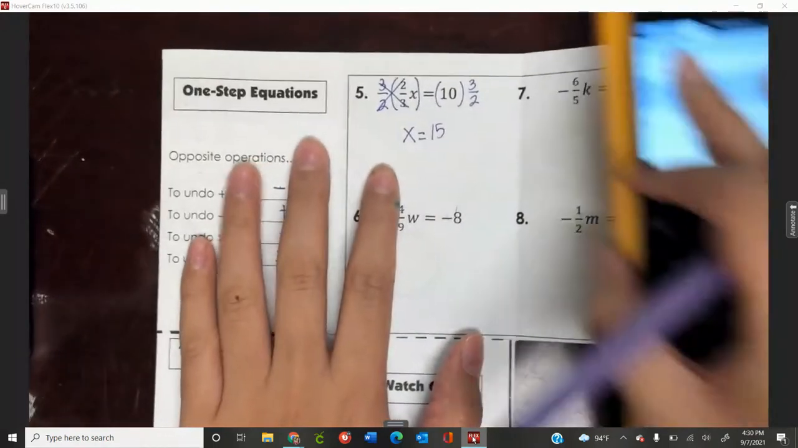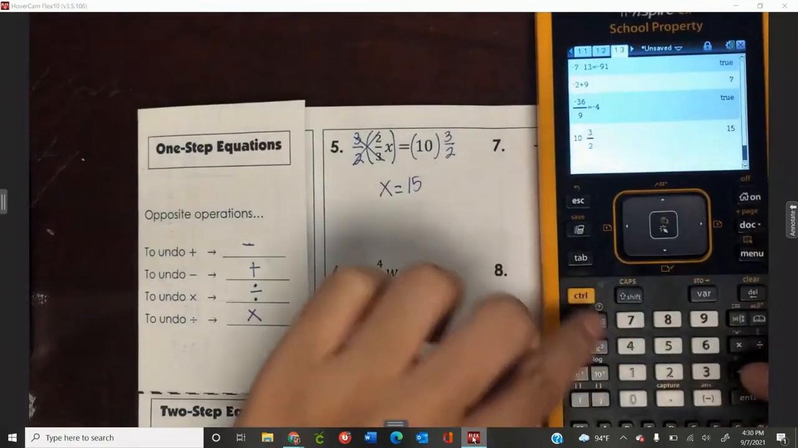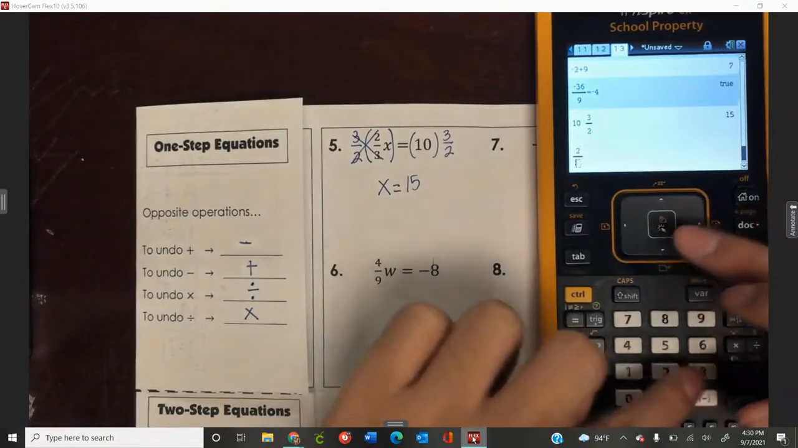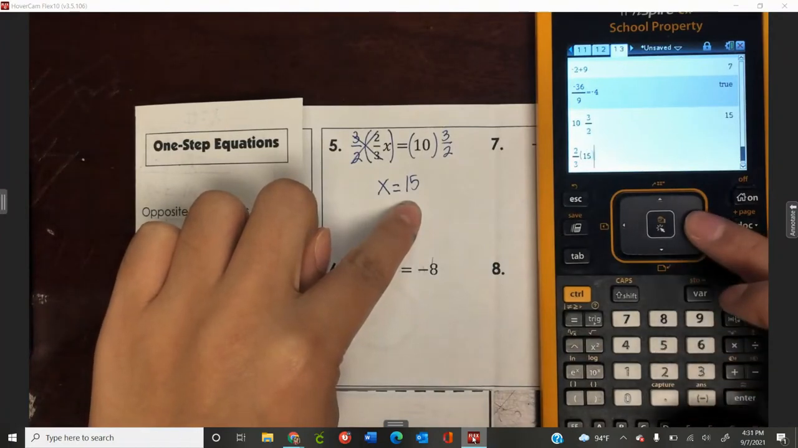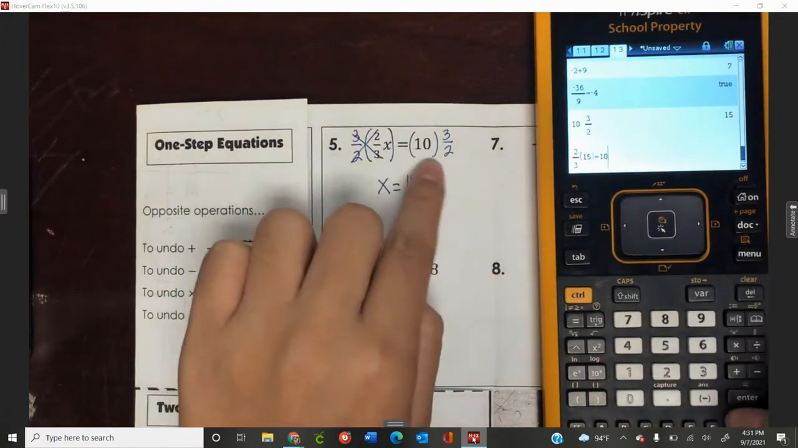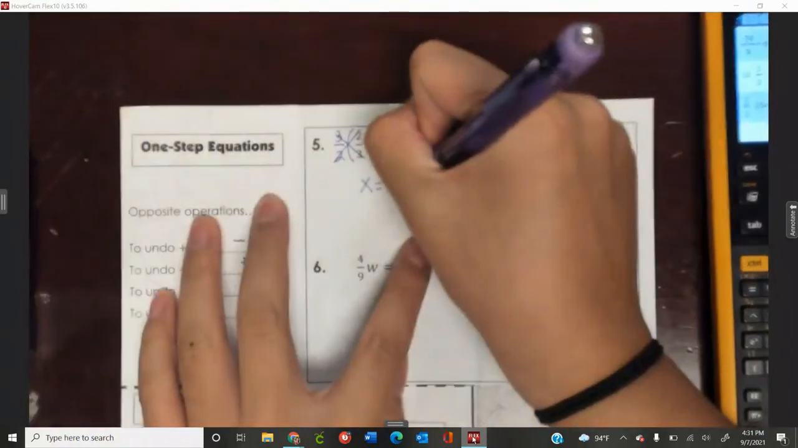Now, if we wanted to check our answer, we're going to substitute x for what we found as 15. So we have control divide, 2 on top, 3 on the bottom, and we want to multiply this by our x value of 15, and this should equal 10. When we press enter, this returns true, so x equals 15 is, in fact, our answer.